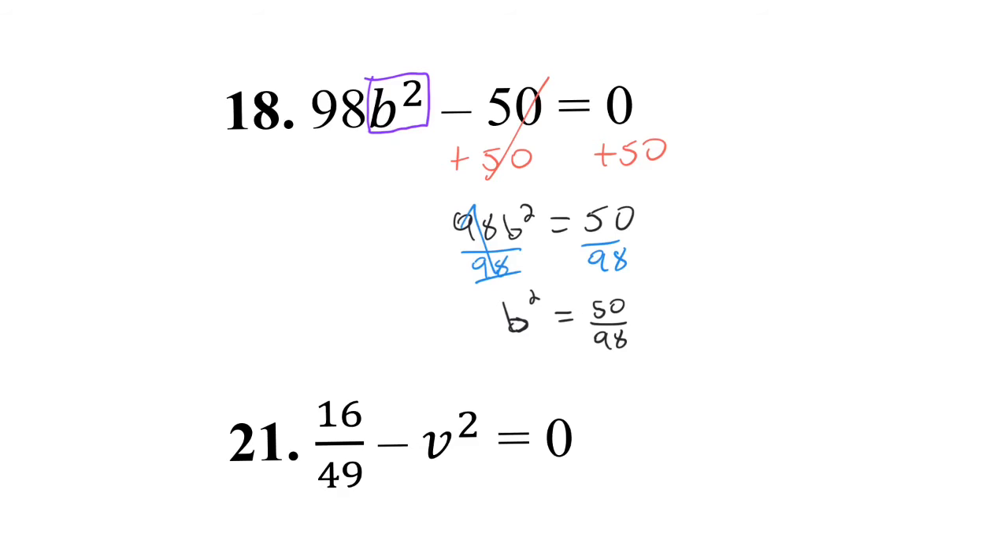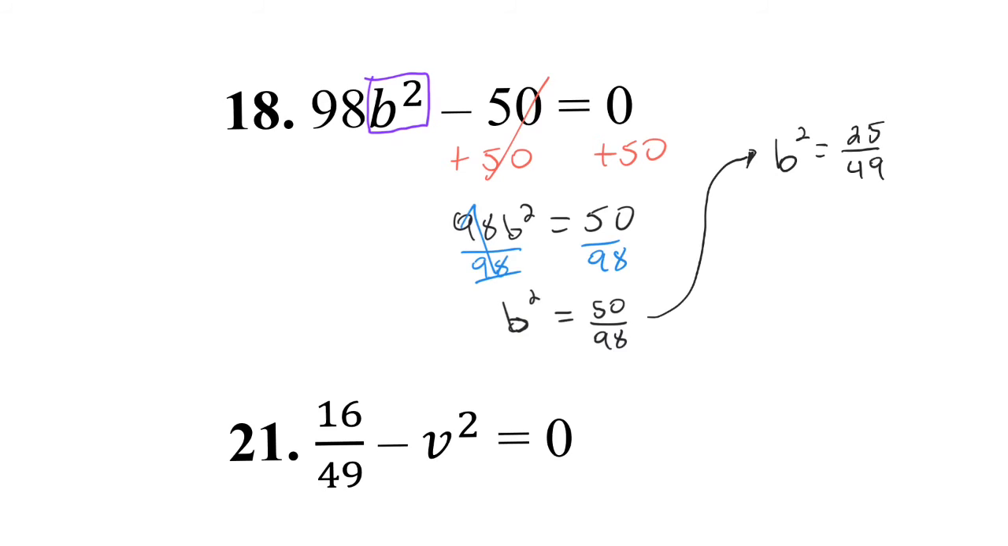We want perfect square numbers. I noticed that you can simplify by 2. You guys can reduce the fraction by 2. So if you guys can reduce when they're not perfect square numbers, go ahead and reduce the fraction, and that's going to make your life a lot easier. So I'm just going to do the work on this side here, guys. B squared equals 25 over 49.